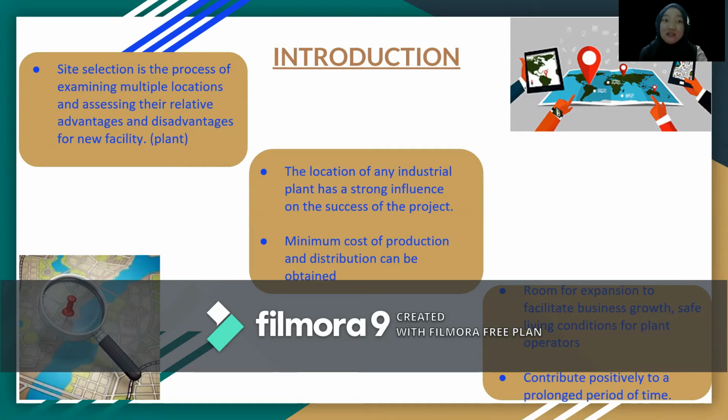Site selection is the process of examining multiple locations and assessing their advantages and disadvantages for a new facility, which in this case is a chemical plant. The location of any industrial plant has a strong influence on the success of the project. Site selection is very important to a company or project proposal because by making the right selection, minimum cost of production and distribution can be obtained. Also, room for expansion to facilitate business growth and safe living conditions for plant operators, for example, can be found, and this will contribute positively over a prolonged period of time.